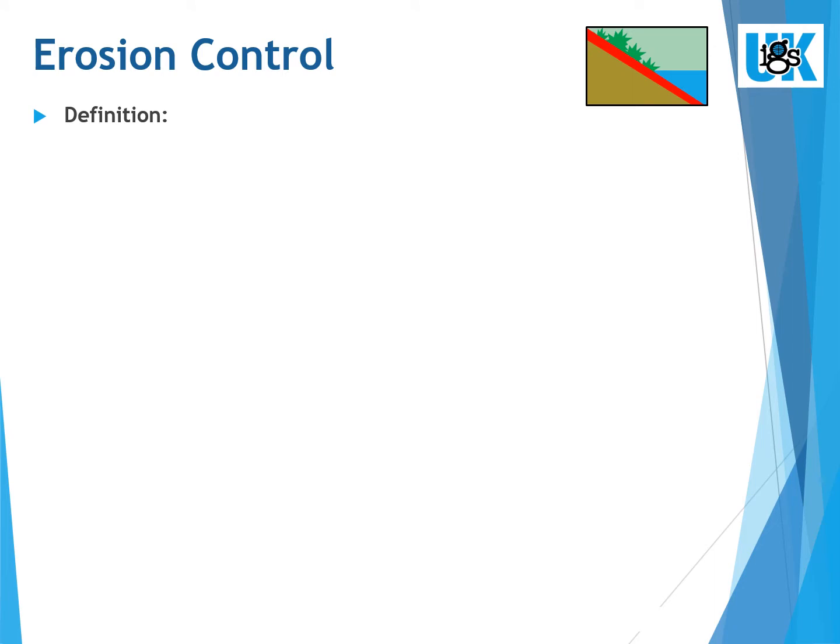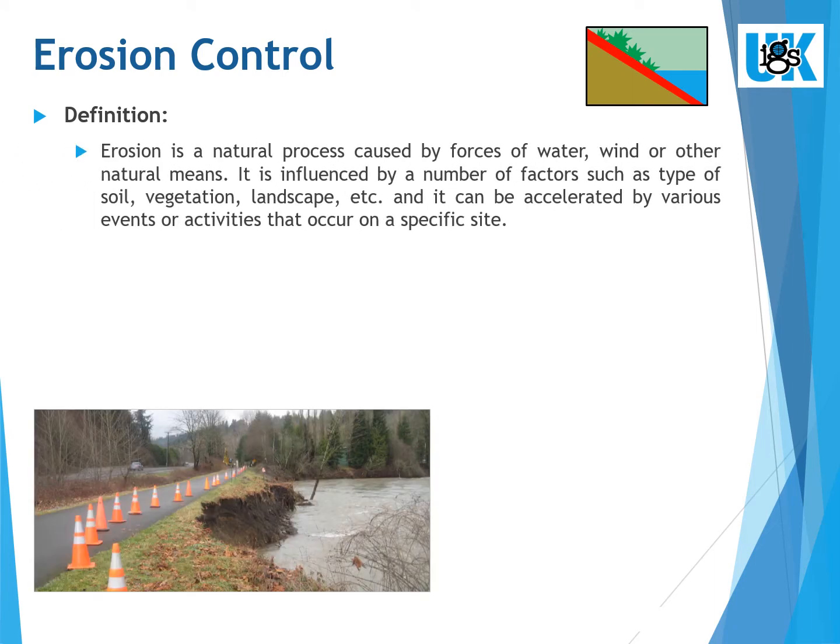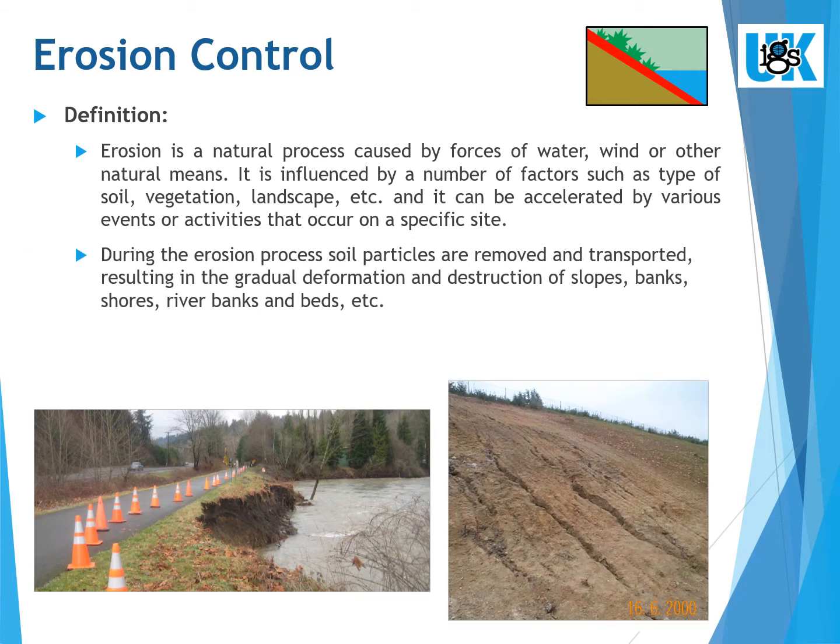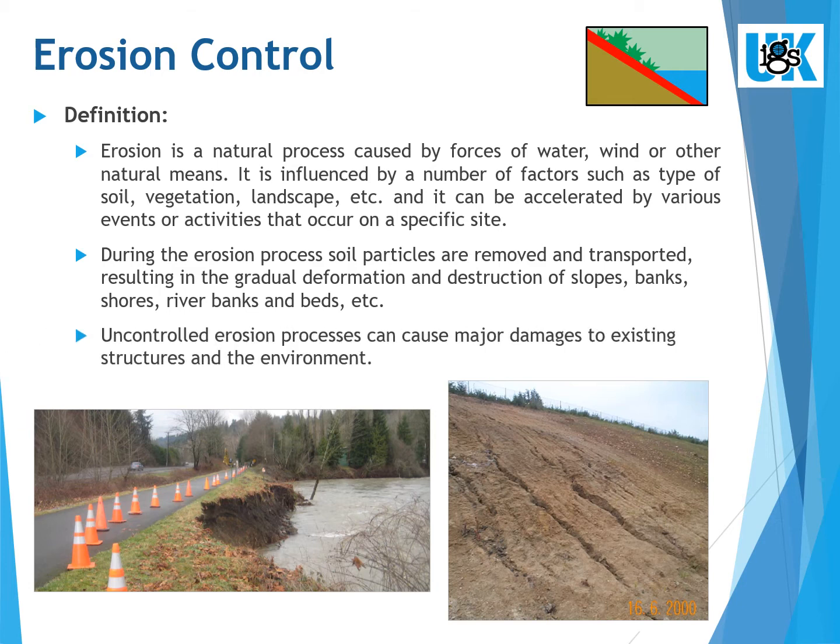As a more detailed definition, erosion is a natural process caused by forces of water, wind, or other natural means. It is influenced by a number of factors such as type of soil, vegetation, landscape, and it can be accelerated by various events or activities that occur on a specific site. During the erosion process, soil particles are removed and transported, resulting in the gradual deformation and destruction of slopes, banks, shores, river banks, and beds. Uncontrolled erosion processes can cause major damages to existing structures and the environment.